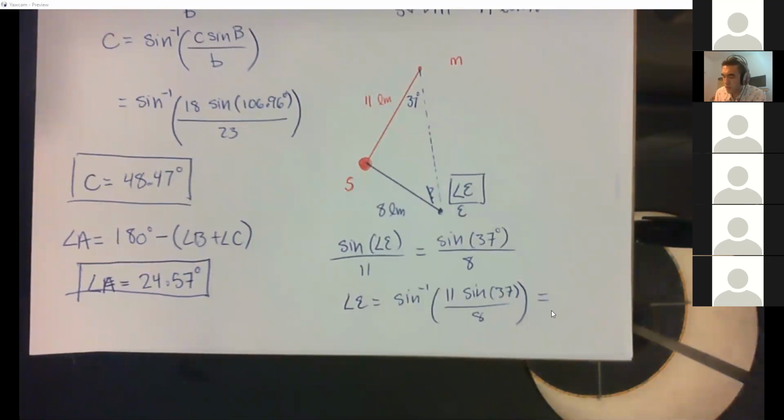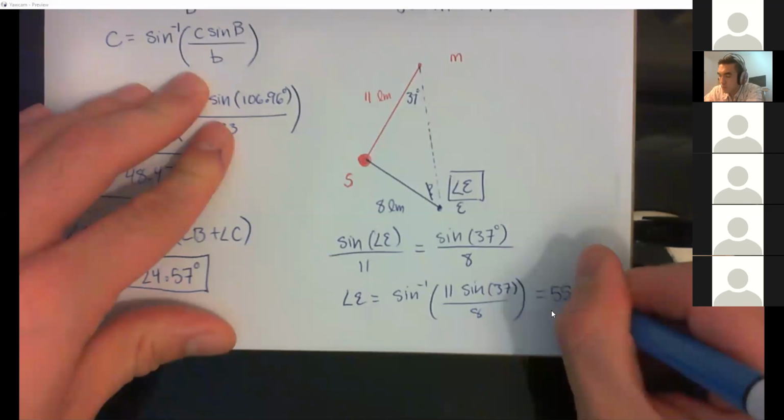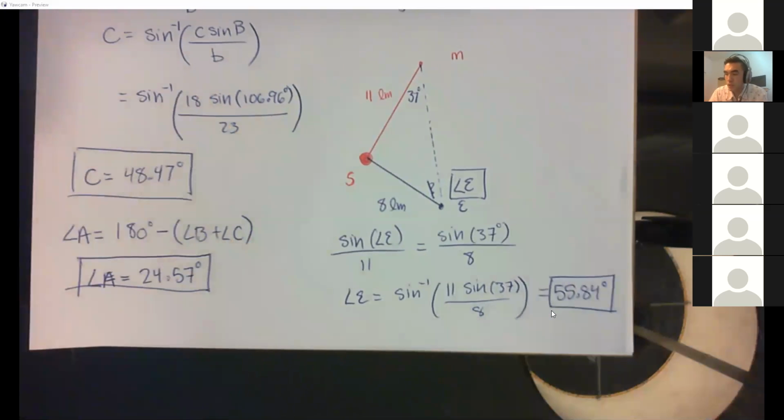What are y'all getting out there? 55.84. Yep, 55.84 degrees. So while a Martian would look at the night sky and see that the sun and the Earth are 37 degrees apart, because of the lengths that we know about on the other side of that triangle, we know that an Earthling looking up at the night sky would see that Mars and the sun are separated by an angle of 55 degrees.